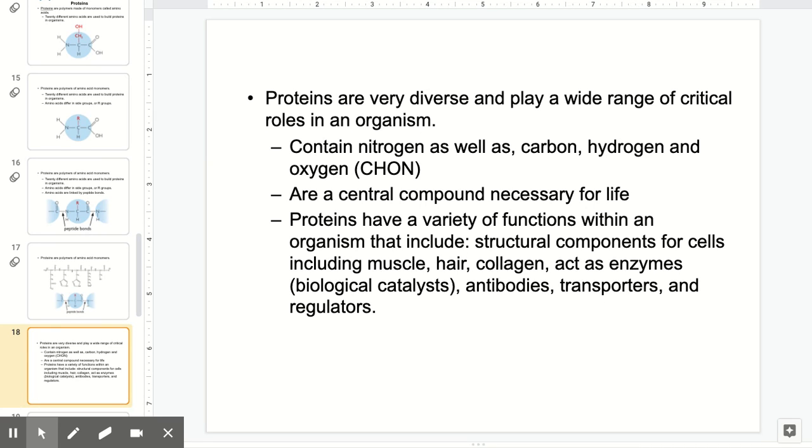If this interests you, the world of proteins is so very interesting and kind of ever evolving, which is also really cool. And if you see here where it says CHON, that's representing carbon, hydrogen, oxygen, and nitrogen as the primary elements that make up proteins.